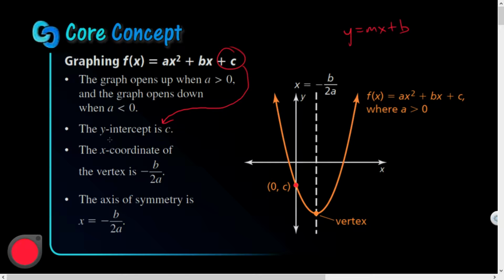And then it says this. This is a key fact right here for our vertex. Right here. Our vertex.